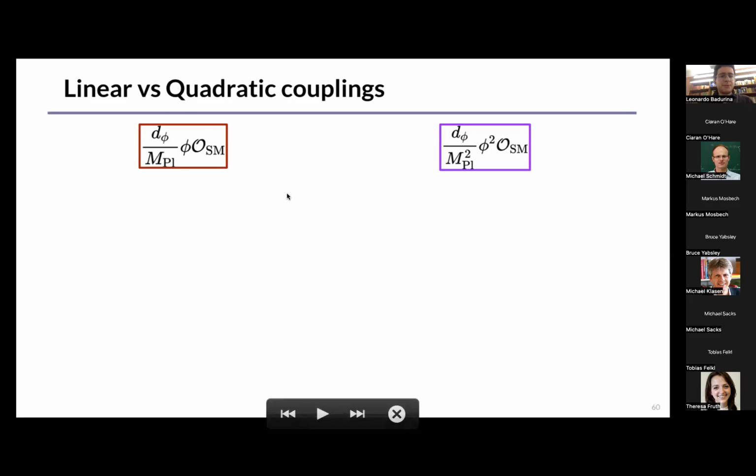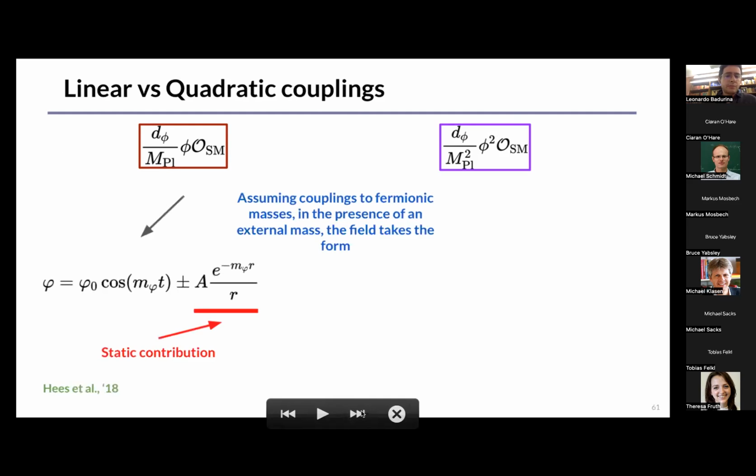But in general, the simplest types of interactions that one can think of would be linear interactions between a scalar field and standard model operators, or if you will, quadratic coupling, so phi squared to standard model operators. Here, d phi is a dimensionless coupling strength, and here everything's normalized with respect to the Planck scale. So assuming that we couple to fermionic masses, then in the presence of an external mass, so say, for example, if I were to perform an experiment looking for effects from this portal on Earth, then the external mass could be the mass of the Earth.